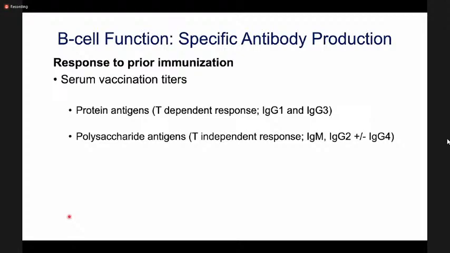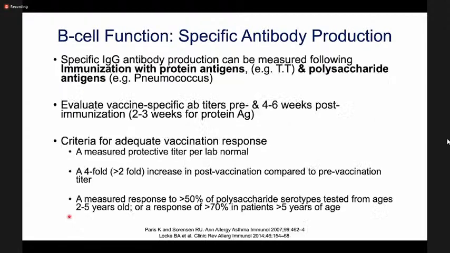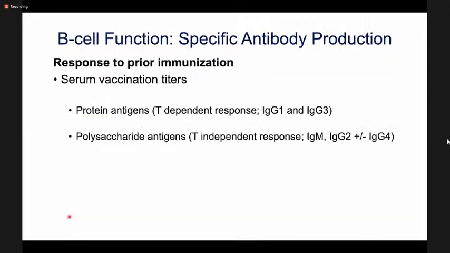And remember the specifics of your T-independent response. You don't require your germinal center, really. Okay, so most of the time you produce IgM and then maybe IgG2. Okay, so if you're not able to do your IgG subclasses, it's also quite an expensive test, then your serum vaccination titers would help you. So a protein antigen would be, for example, your toxoids. So you're just looking at antibody levels against tetanus toxoid or diphtheria toxoid. For polysaccharide, usually we use the pneumococcal vaccine.